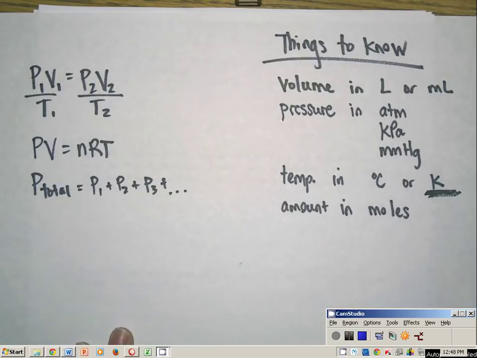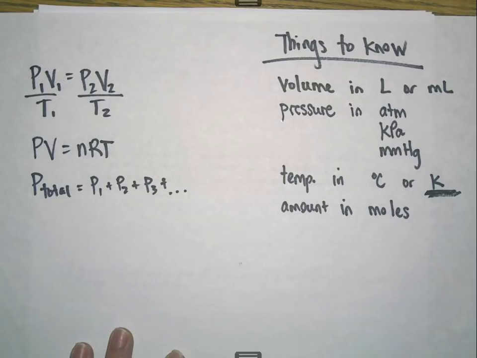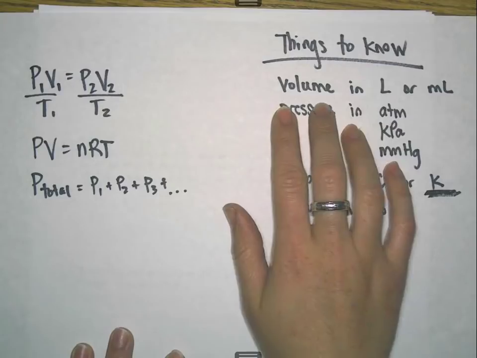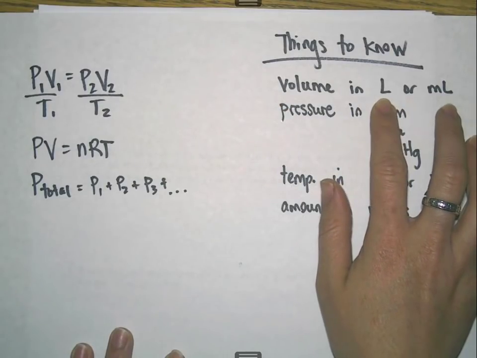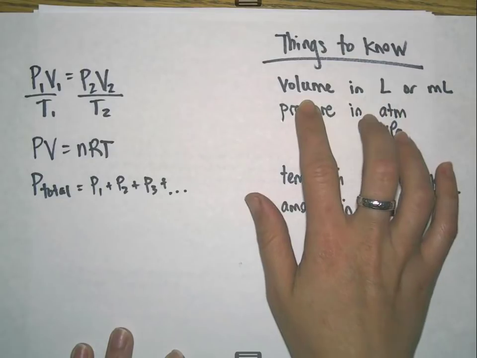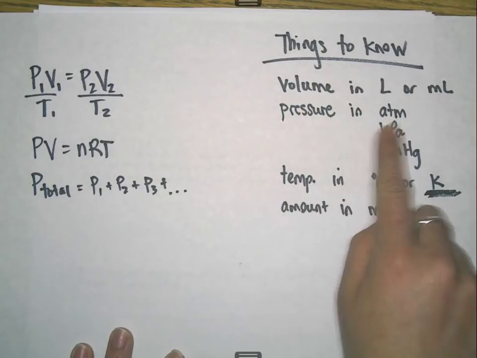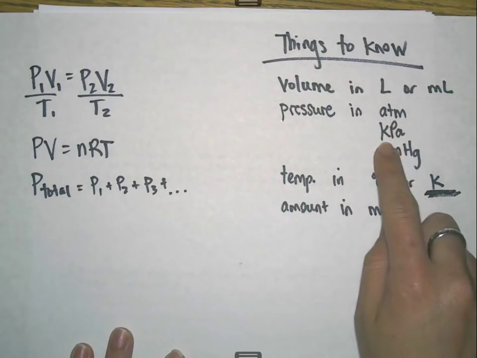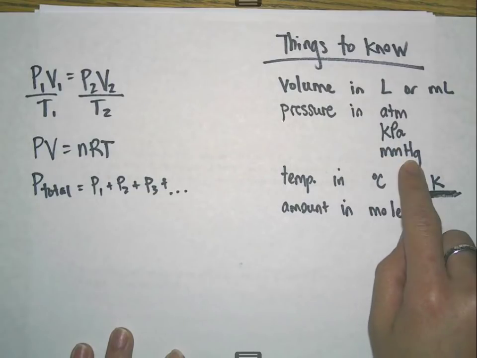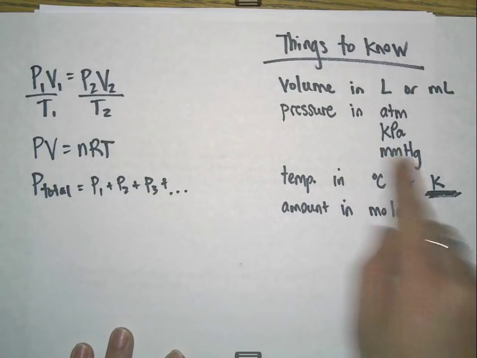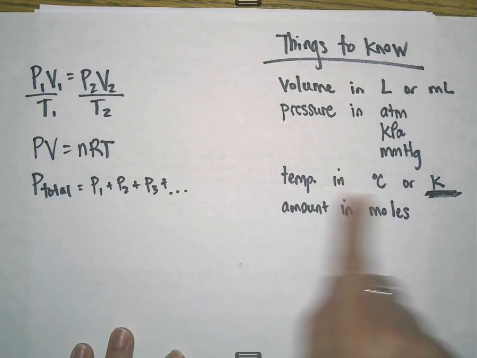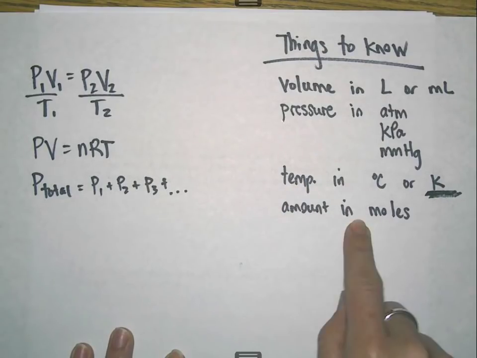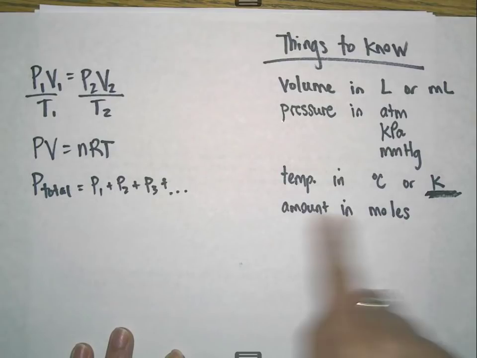As far as those things are concerned, you need to know as you read your problems, since they're going to be word problems, that when you see liters or milliliters, you're dealing with a volume. And when you see atmospheres, kilopascals, or millimeters of mercury, that means you're dealing with a pressure. Degrees Celsius or Kelvin mean that you're dealing with temperature, and if you see moles, you're dealing with the amount of a substance.